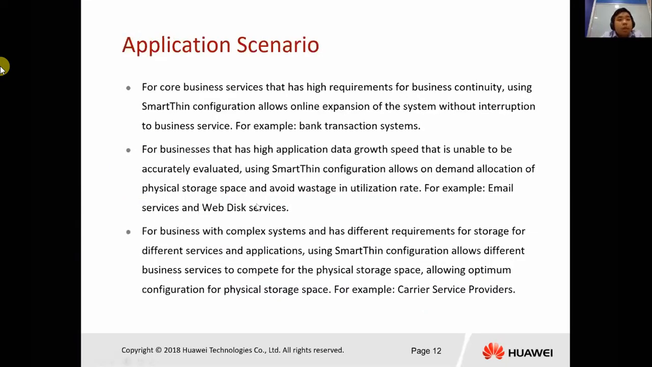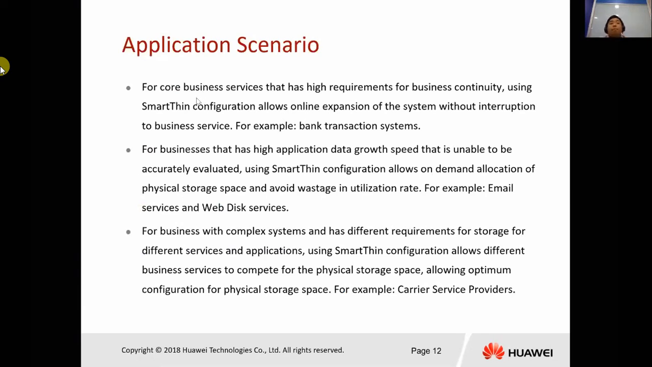Okay, so in what scenario can you use ThinLUN? You can use it for a business that has high requirements for business continuity. Using SmartThin allows you to perform online expansion of the system without interrupting the business service. For example, a bank transaction system. You can create it as a ThinLUN because they support online expansion. Actually, not only ThinLUN supports online expansion, your ThickLUN also supports online expansion as well. So this is not really the main benefit compared with ThickLUN. But ThinLUN can do it, ThickLUN also can do it.